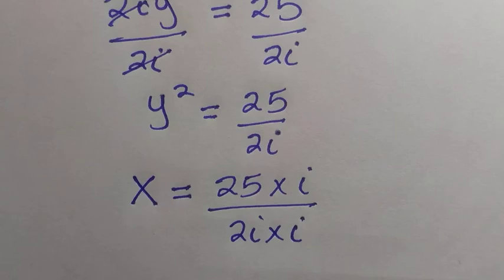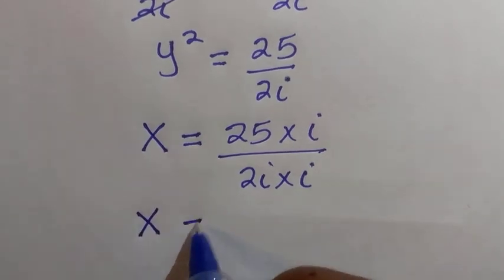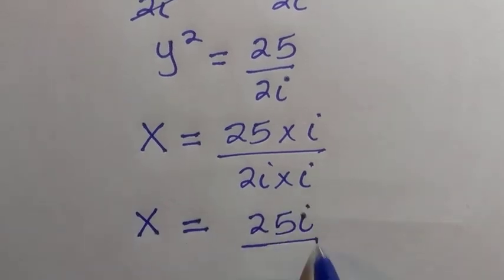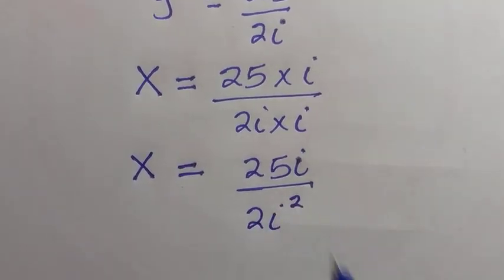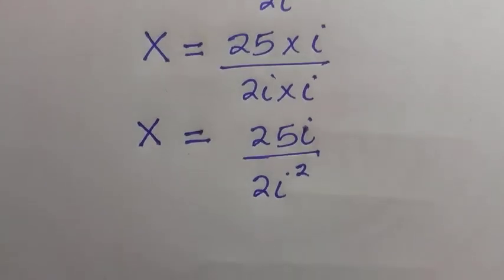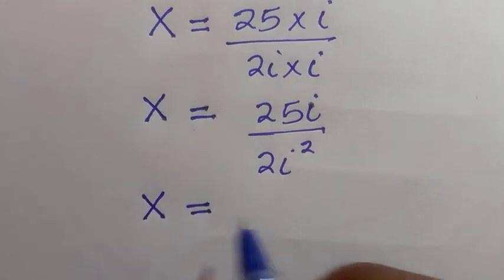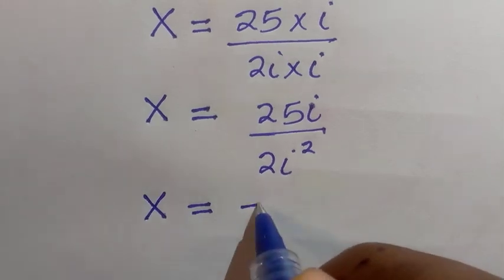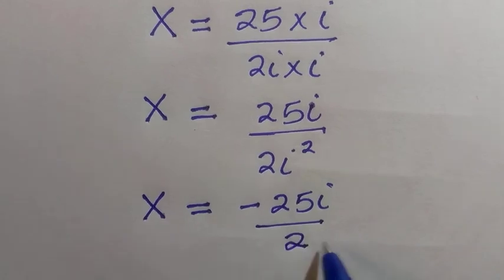So here we have this, and x equals, when we multiply 25 by i, we have it as 25i divided by 2, and here is i square, and i square is negative 1. So we pick that negative up. Therefore, x equals minus 25i divided by 2. And here is the result.